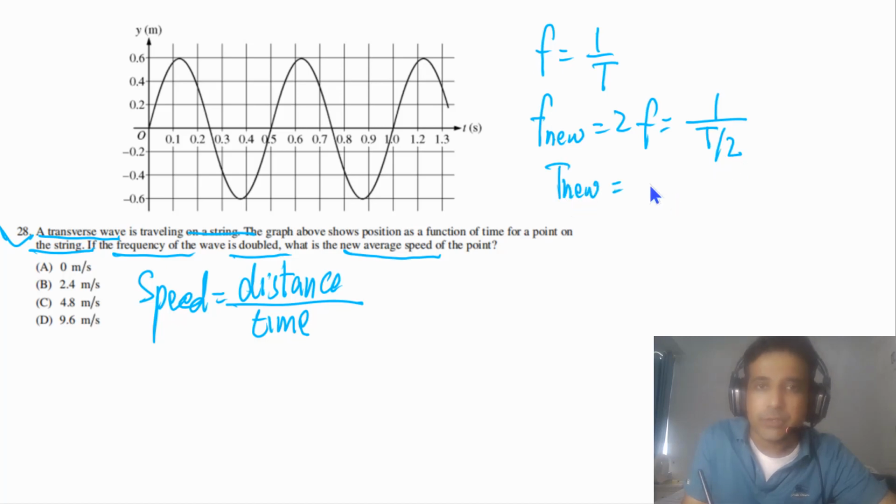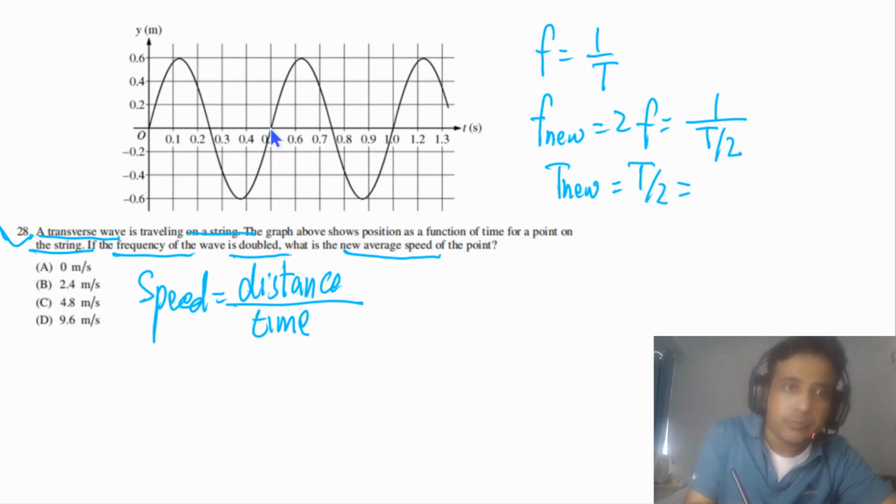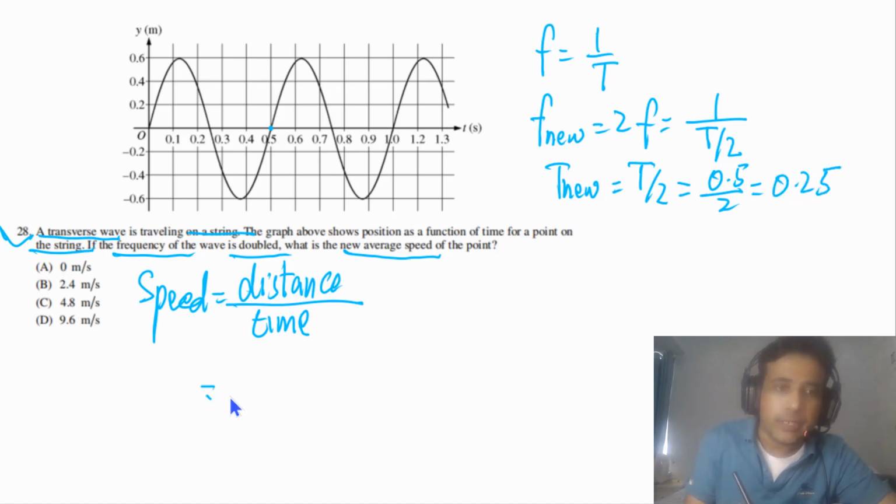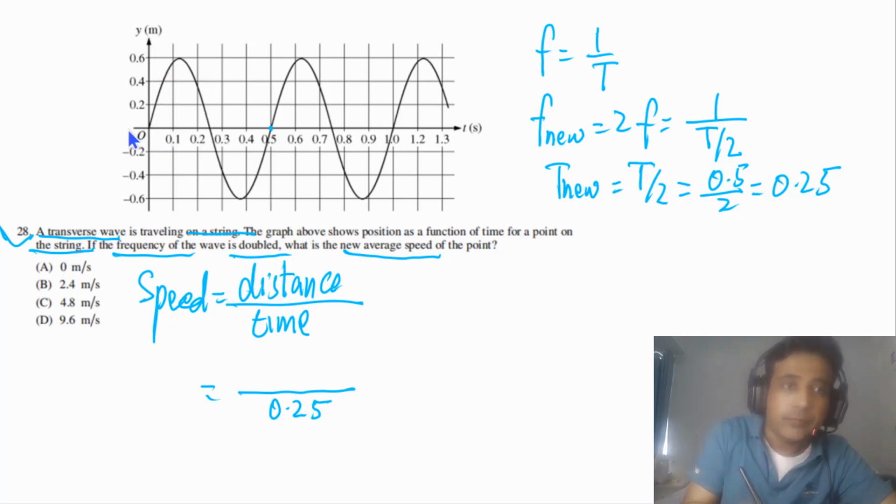So we can say the new time period has to be half, T by 2. So time period simply you can read from here. We have that is equal to 0.5 divided by 2. So the new time period is equal to 0.25. So we can write here time period that is equal to 0.25 second. And in one time period, the total distance traveled by the particle in one time period.